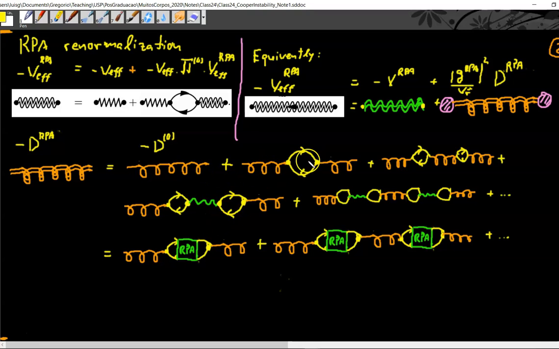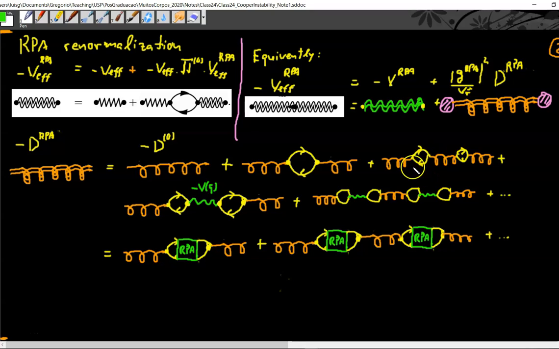So I'll definitely have terms where I have two free propagating phonon lines sandwiching a number of bubble diagrams connected by Coulomb interaction lines. Remember, this is the free interaction, so this is minus V of Q. And this is the pair of free propagating fermionic lines. Okay, so this is the expansion for the RPA.